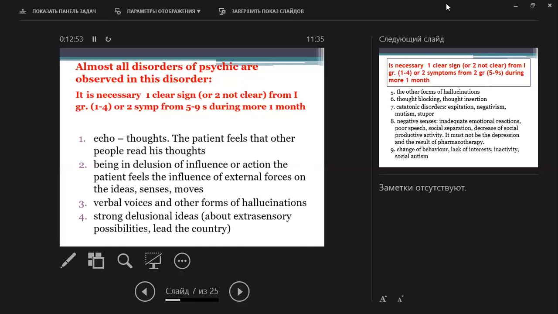Next, strong delusional ideas, for example, extrasensory possibilities, or the delusion of leading the country. One patient in the department had a very good mood and considered she was a future president of a country. But she had no critical attitude, because how will she be president if every year she is admitted to the hospital? Extrasensory possibilities, when patients are sure they have extrasensory possibilities and can treat other people from different diseases. This is the first group. If in the clinical picture we observe the first symptom, echo thoughts, very clearly, we can write schizophrenia.